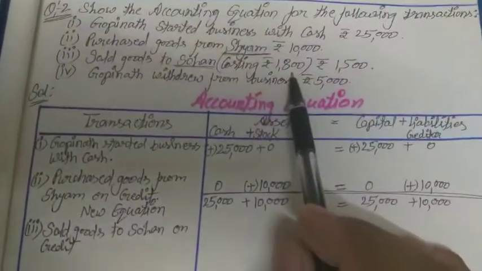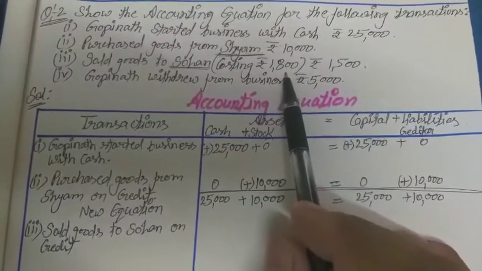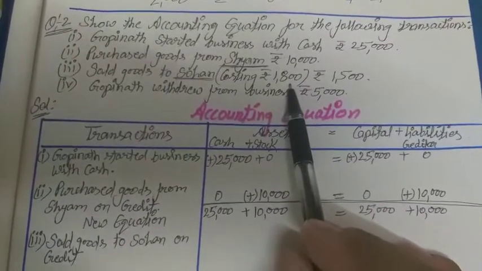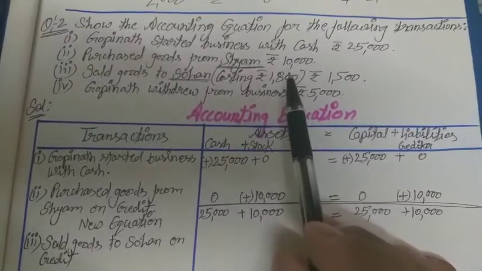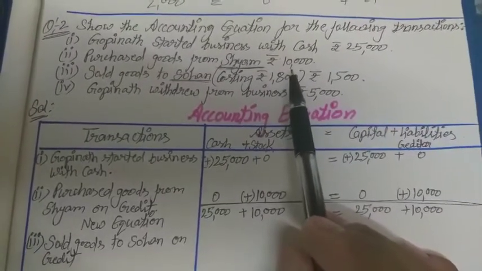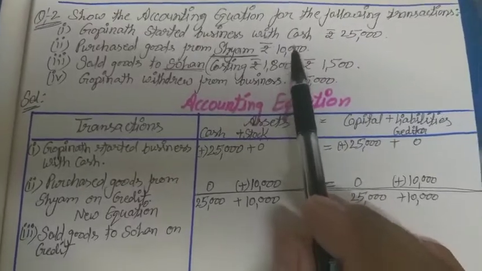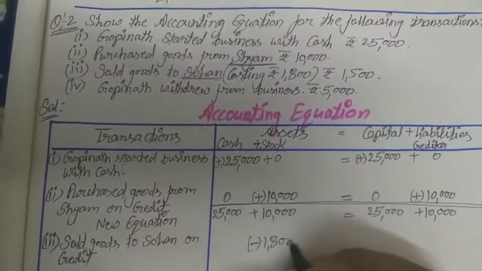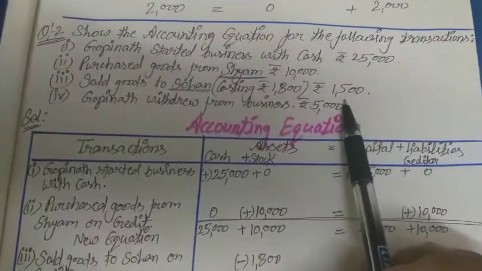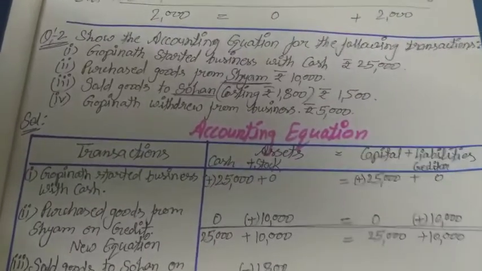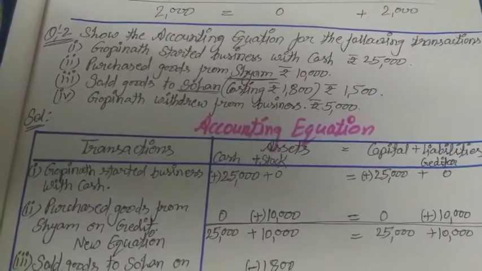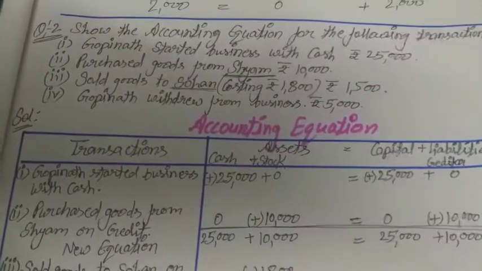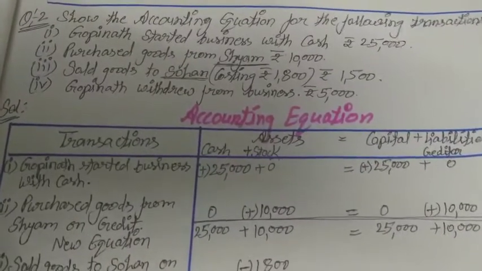Costing rupees 1800. So it means stock will reduce by rupees 1800. Why? Because we purchased these goods at rupees 1800 in the past, so we will subtract 1800 rupees of goods from here. And these goods are sold for rupees 1500. When selling the goods on credit, we have to receive the amount, but at that time we did not receive any amount. In future we will receive it.